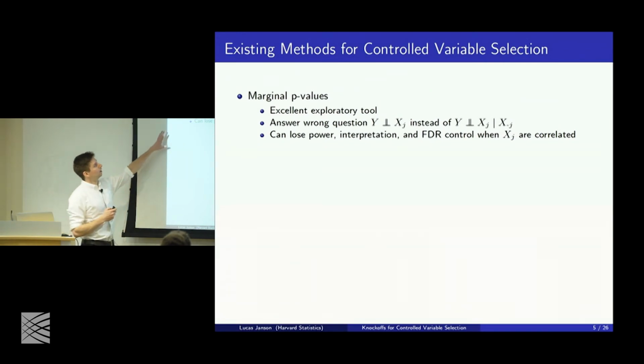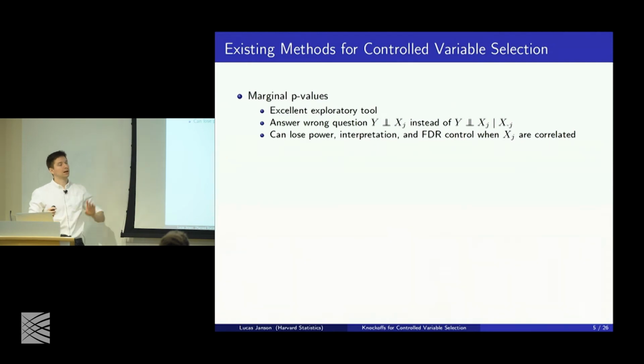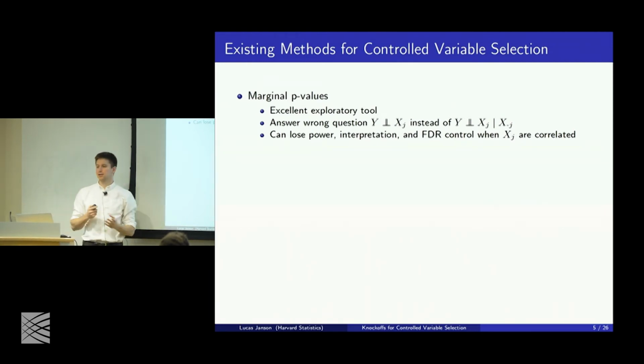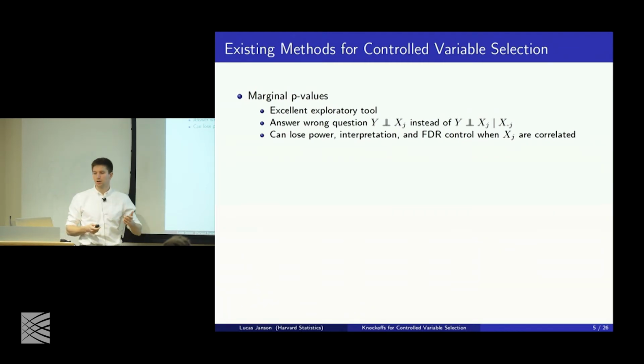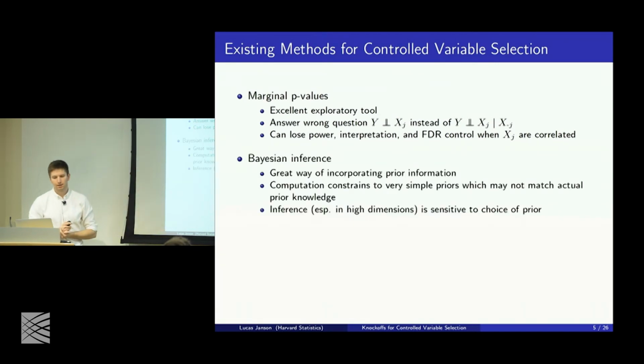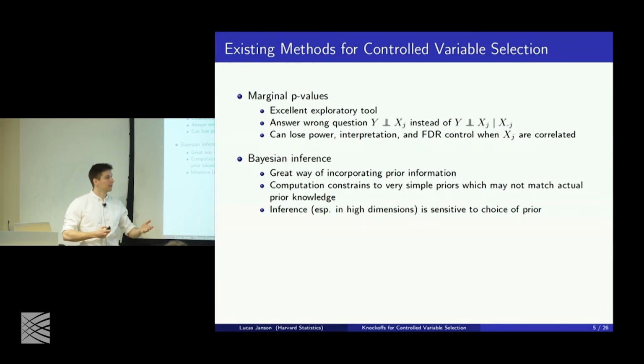All right, so this is a one-slide overview of most of Wenshuo's talk, which is about the other methods that are out there. Marginal p-values are an excellent exploratory tool. They're not really answering the right question when we think of x as causing y, and as a result, we can lose power, or FDR control, or interpretation, or all of them when the xj are correlated. Bayesian inference is a great way of incorporating prior information, but we have computational challenges and sensitivity to the prior that can make this hard to both implement in practice and maybe believe our results.